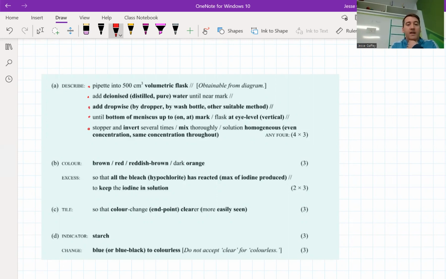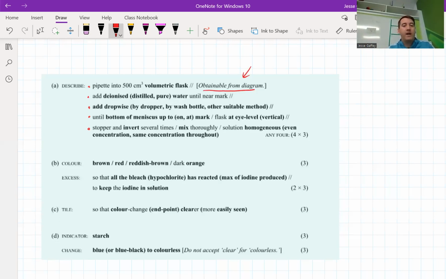Notice here that some of these marks are obtainable from a diagram. So if you have time in an exam, it's always a good idea to draw diagrams of what you did. Because sometimes if you haven't used the right accurate words, but they can see you know what you're doing using diagrams, you can get the marks. Now, I would never say just draw a diagram. Draw a diagram to accompany an explanation if you've got time, right?